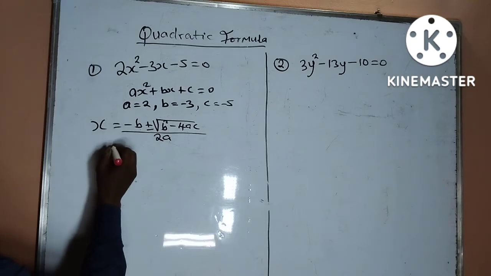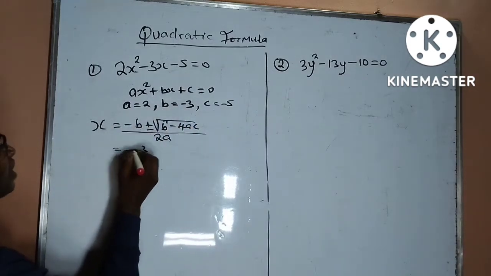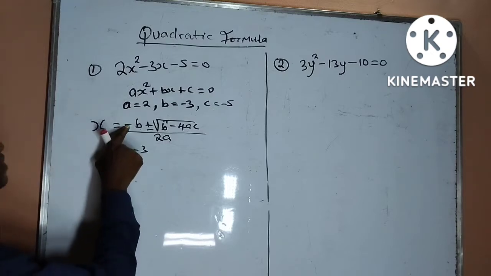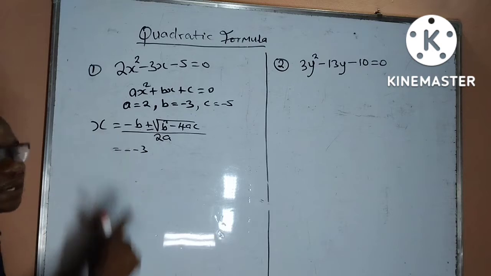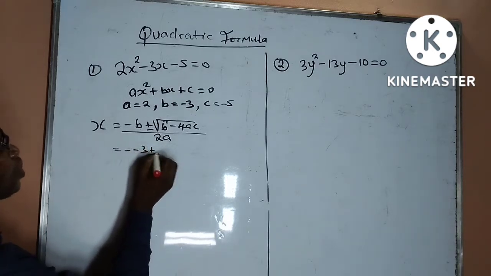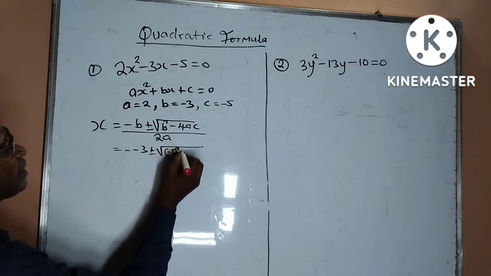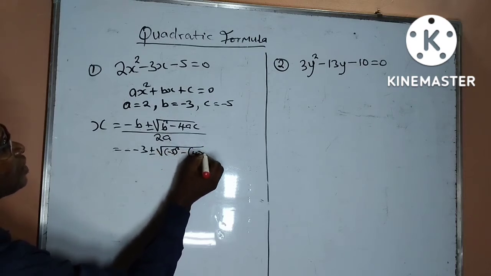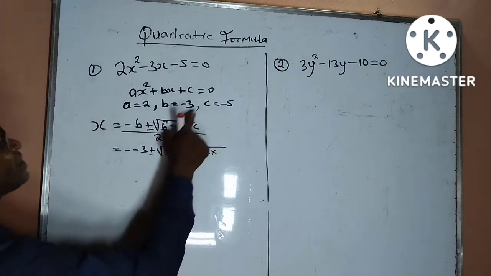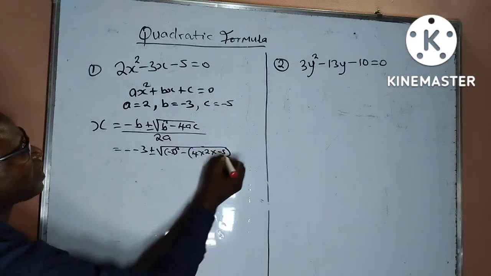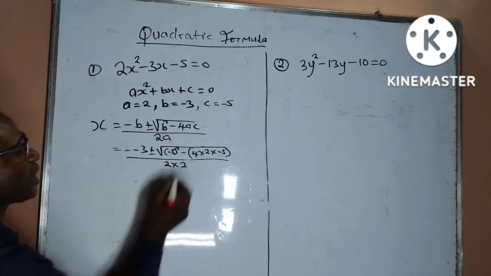Now, I will go into substitution. My b is minus 3, so I have minus 3. Why? Because there is minus in my formula, and then the value of b is represented as minus 3. Then, plus or minus the square root of minus 3 squared, then minus 4 times my a, which is 2, then times my c, which is minus 5. Everything all over 2 times 2.